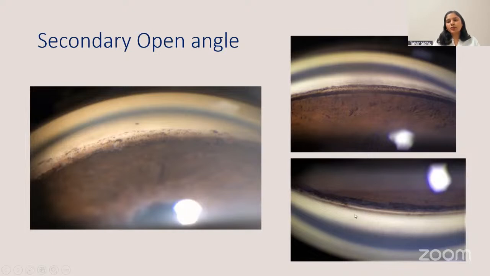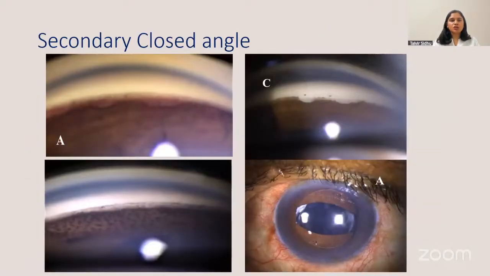And here, what can you see in the lower picture? We see a sudden widening of the band. So this could possibly be post-traumatic angle recession. Very good. So secondary open angle glaucomas can be many. It can be uveitic, it can be pseudoexfoliation, it can be pigmentary glaucomas. So all these things need to be kept in mind. That is why your gonioscopy aids in the diagnosis of your glaucoma.